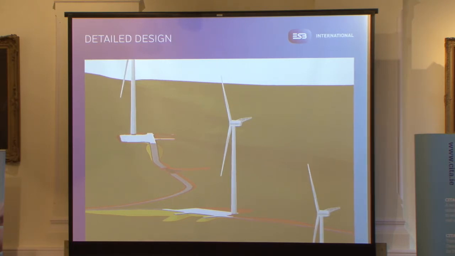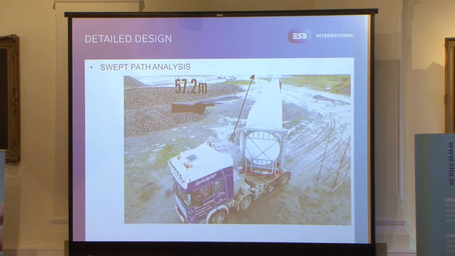Once the design is finished, you just get a 3D design of all your infrastructure on the wind farm. So, just to give you an idea of the scale we're looking at, that blade on this vehicle there is 57.2 meters long. So once we have our model finalized, we then use swept path analysis in order to make sure that our design will accommodate these vehicles and be able to successfully deliver these blades to site.